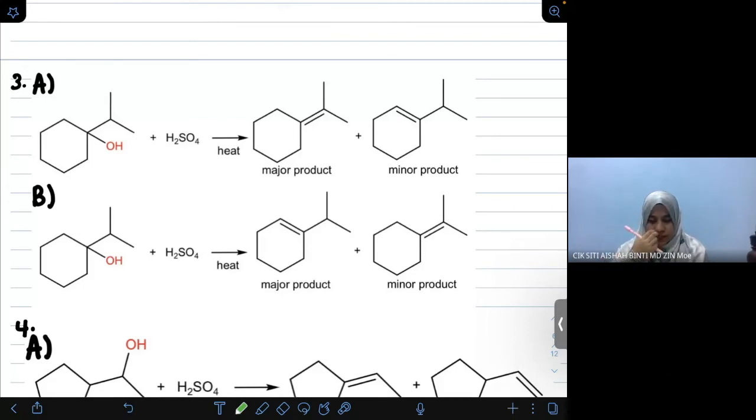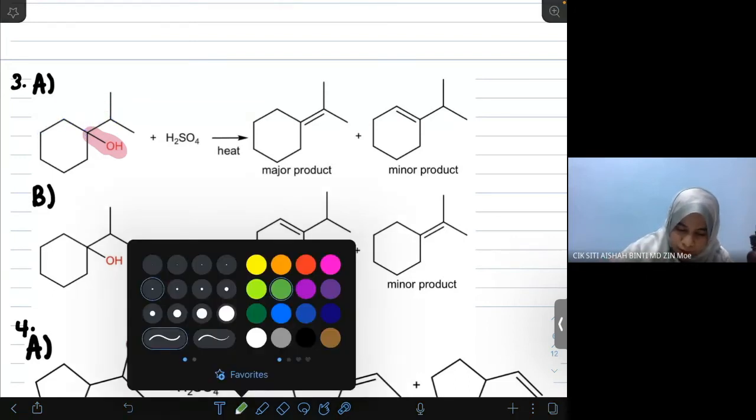Okay, so dekat sini, when we do the product, we check the classification. Okay, first thing first, we remove the carbon OH, right? So first kita check, kita nak remove yang carbon OH tu. So we have to check the carbon that is next to it lah. It's either this carbon or this carbon. This carbon attached to it 1, 2. So this one is actually our secondary carbon.